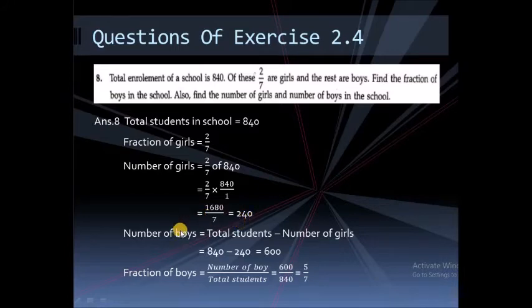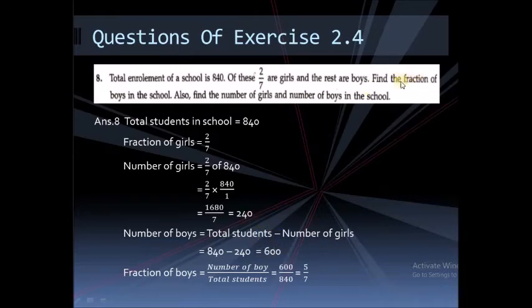Now the number of boys will be, if I subtract this number of girls from the total number of students, I will get my number of boys. For example, in a class there are 20 students. And out of 20 students, if 5 are girls, so the remaining 15 are boys, right? So here also I am subtracting the number of girls from the total number of students. So I will get my number of boys. Now I have my number of girls and my number of boys.